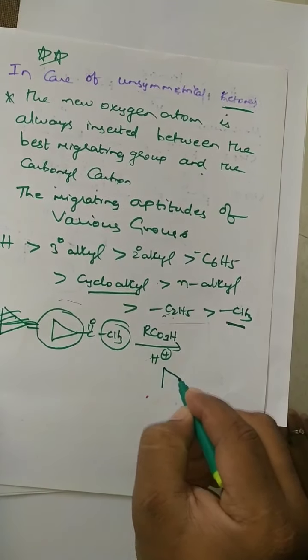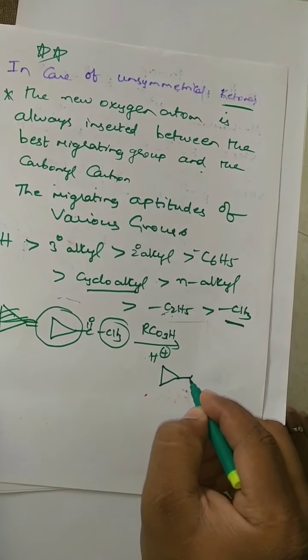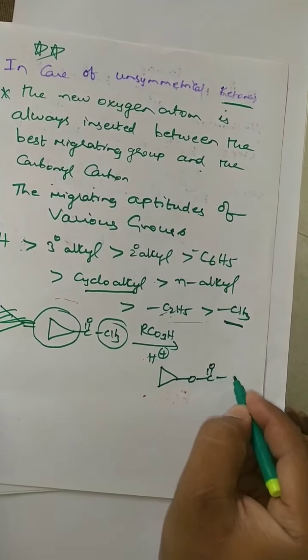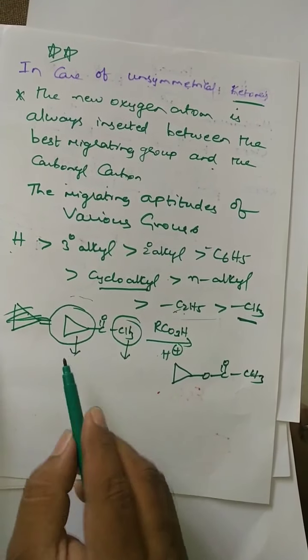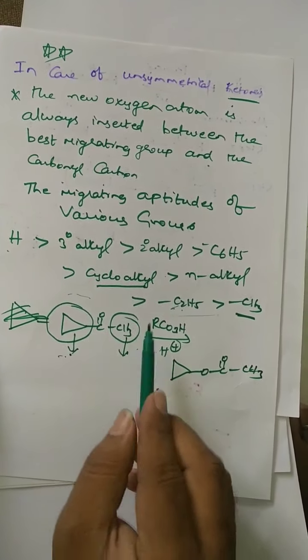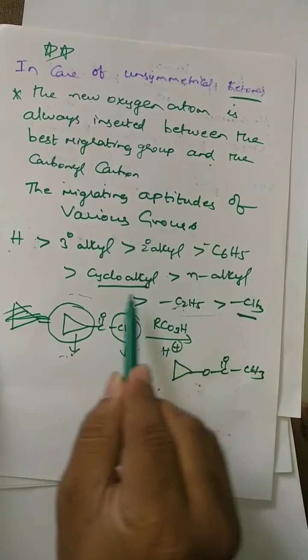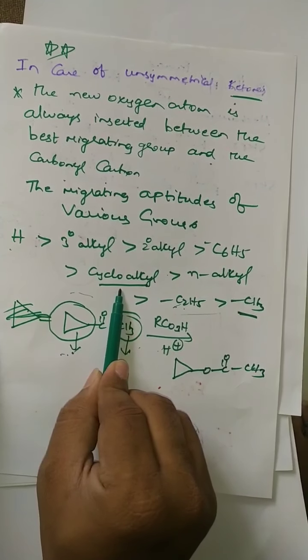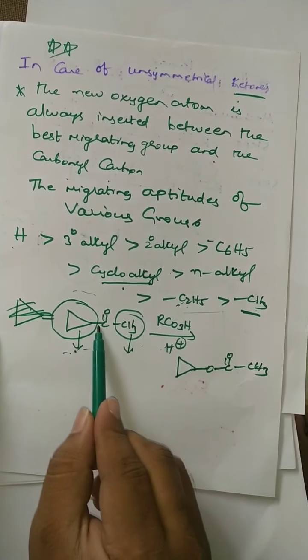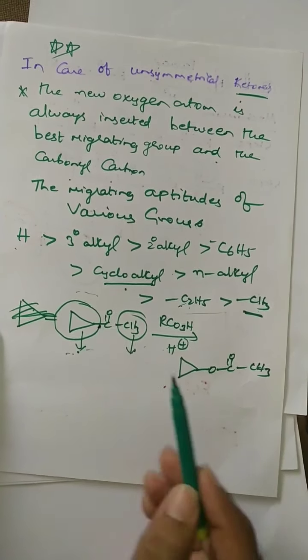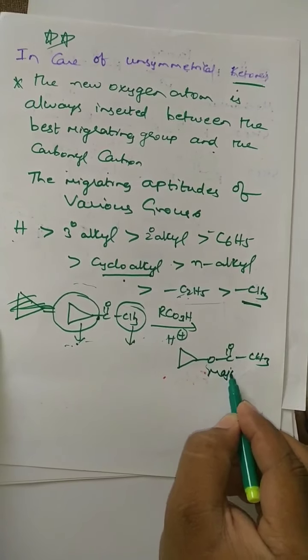Now, what will be the product, students? See, I am inserting an extra oxygen. Very easy to remember. Migrating competition arises between cyclopropyl and methyl. Out of this, according to this experimentally derived order, the cyclopropyl group has greater migrating aptitude than the methyl group. So, the new oxygen is inserted here. So this is the major product.